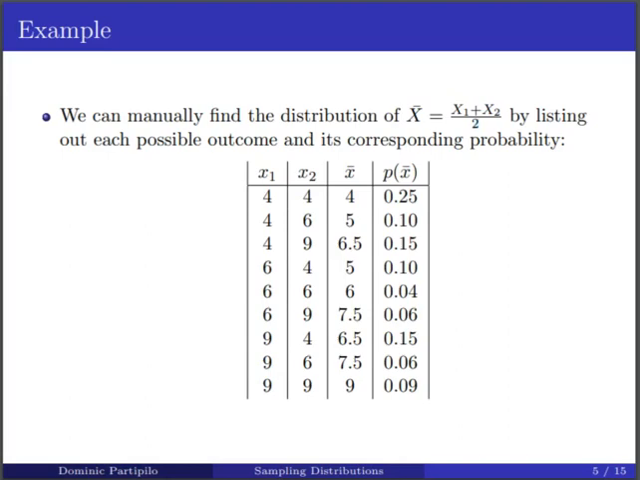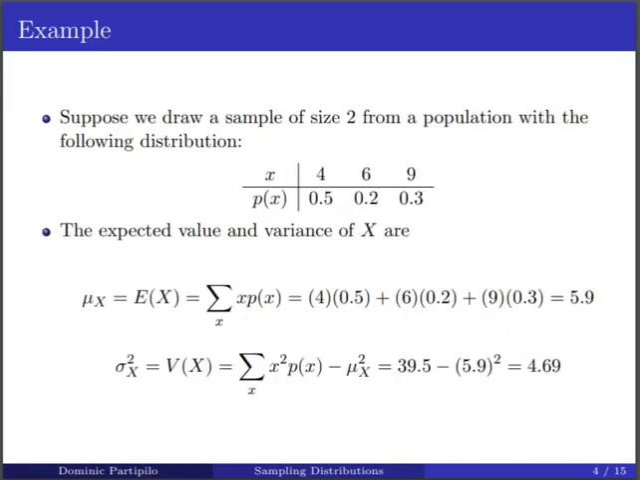So there are 9 different outcomes of what could happen. Remember, we could get a 4 or a 6 or a 9 each time we draw from x, and we're going to be drawing from x twice. So we could get 4, 4, we could get 4, 6, we could get 9, 4. There are 9 different possible outcomes of what we could get here.